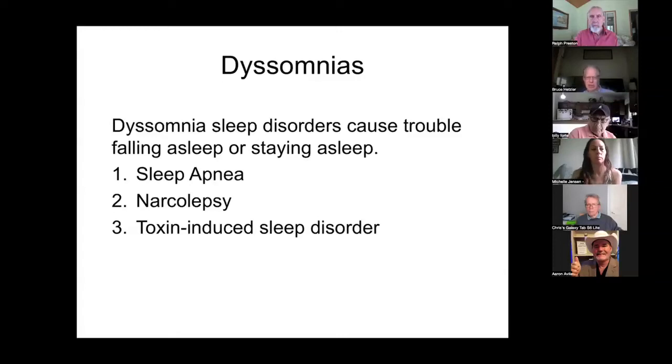Narcolepsy is a genetic disorder. And I already mentioned that people fall asleep very easily with narcolepsy. Another symptom of narcolepsy is cataplexy, in which they will fall to the ground, paralyzed but wide awake. It's the REM sleep paralysis that intrudes into wakefulness.